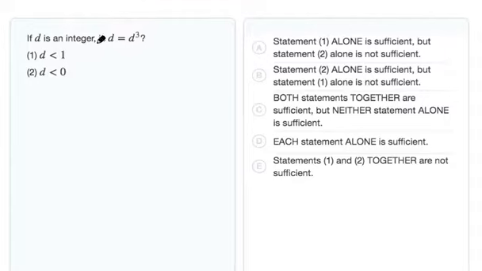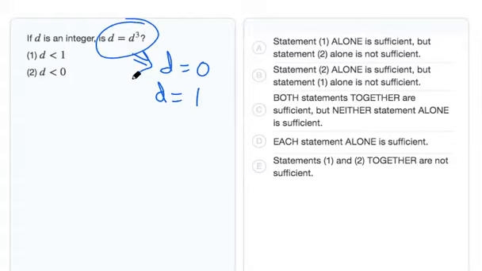Now, thinking about this equation, d equal to d cubed, and the possible values for which this would be true: it would be true if d is 0, because 0 would equal 0 cubed, and they would both be 0. If d is equal to 1, because 1 cubed is still 1. And the only other option is d is negative 1, because negative 1 cubed still gives us negative 1. But for any other value of d, we wouldn't be able to conclude that this is true.